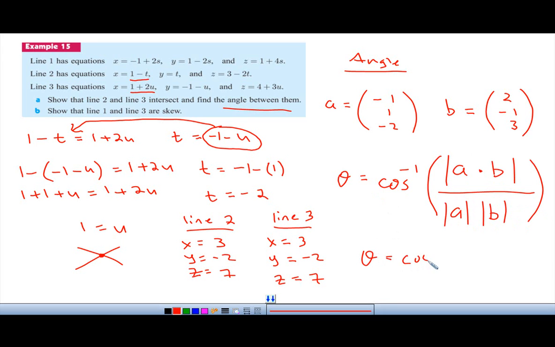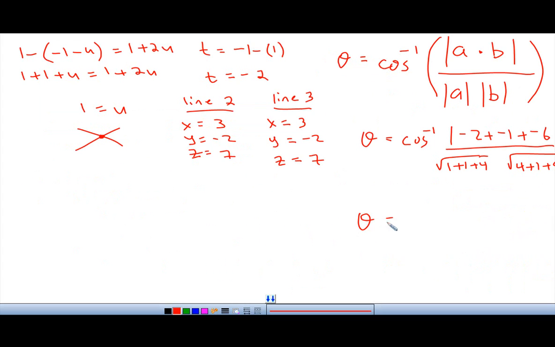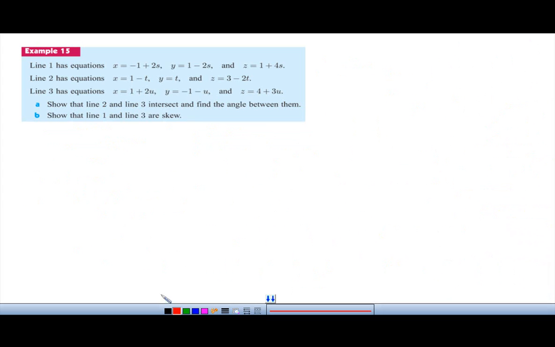So you work it all out. Absolute value of negative 2 plus negative 1 plus negative 6, divided by the square root of 1 plus 1 plus 4, times the square root of 4 plus 1 plus 9. And then you work all this out, and you're going to end up with theta. If you put it in the calculator, you'll end up with 10.9 degrees. Okay. All right, so let's take a look at part B here.